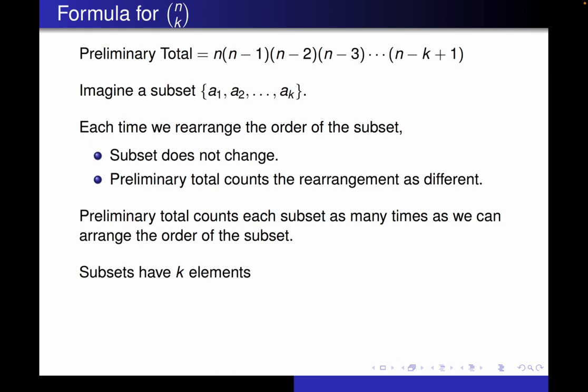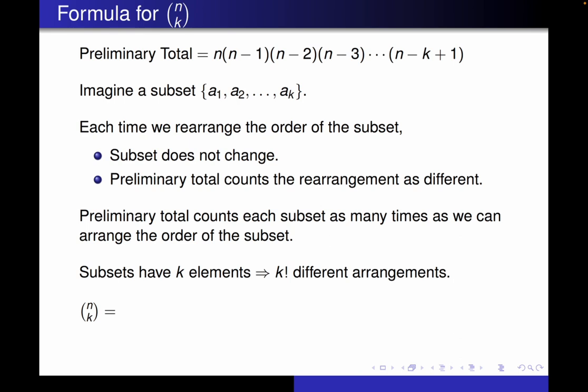So our subsets have k elements, which means that there are k factorial different ways that we can arrange them, right? If we want to arrange those k elements in order, there are k ways that we can choose the first one, k minus 1 for the second, k minus 2 for the third, all the way down to 2 times 1 for the last two.